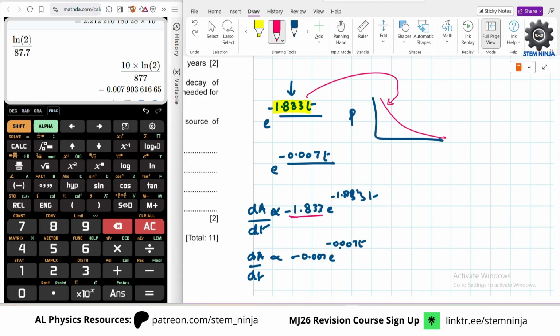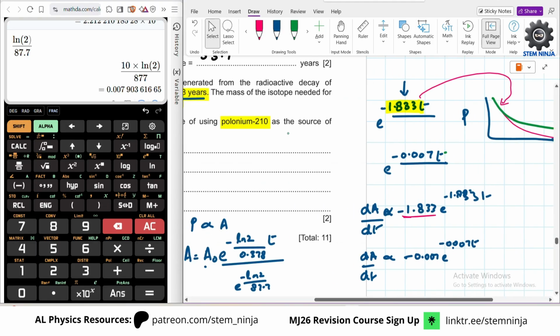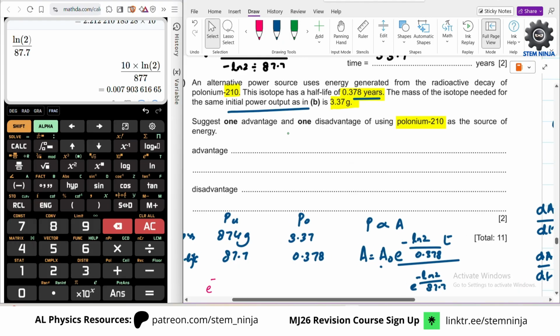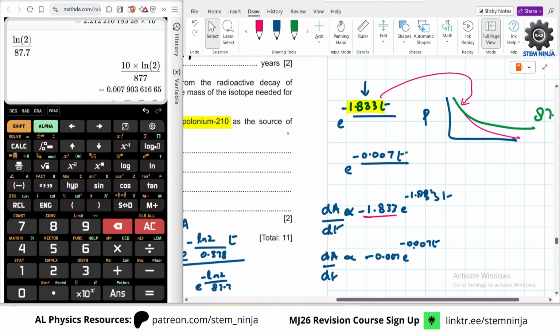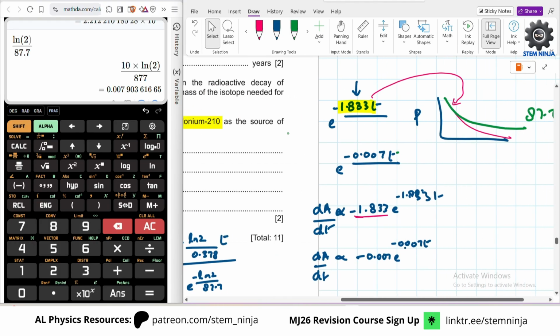Okay, let's say this is this one, and if I had to draw the other one, the 87.7, it would start this way, but it would be longer. So this would be 87.71. That means the polonium one has a much shorter half-life, so it will not last very long.